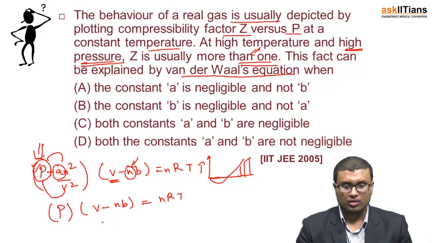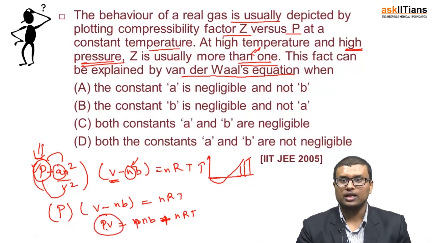So PV minus PnB will be equal to nRT, so PV equals nRT plus PnB. So what is happening, guys? Here my PV is depending only on B itself. It is not depending on a. So what can I say?